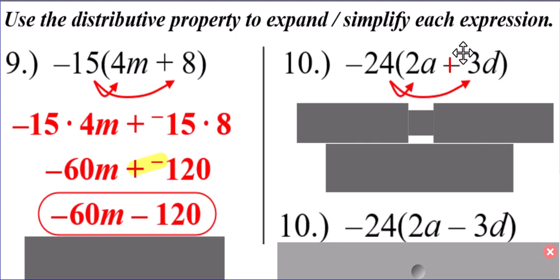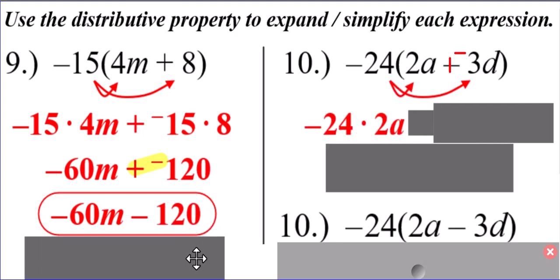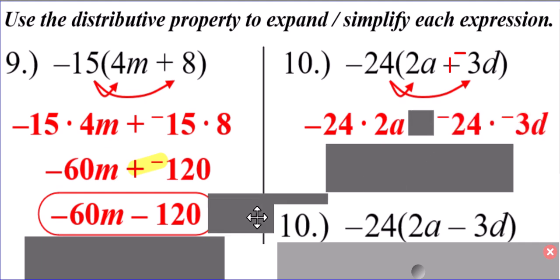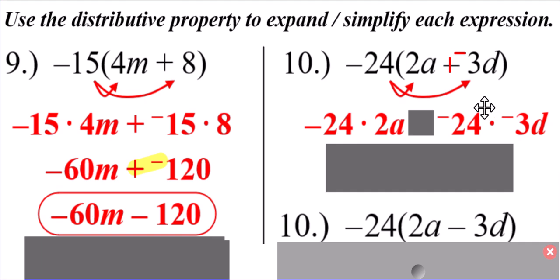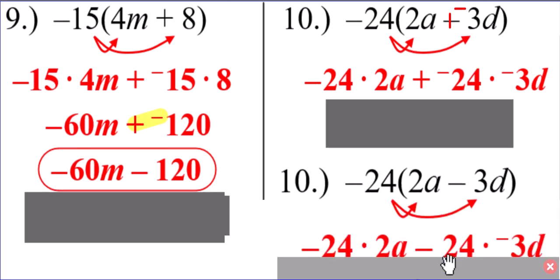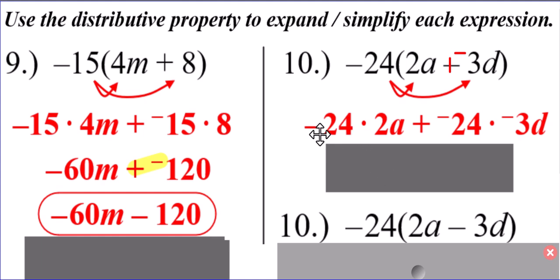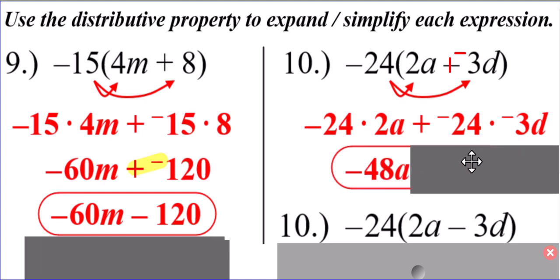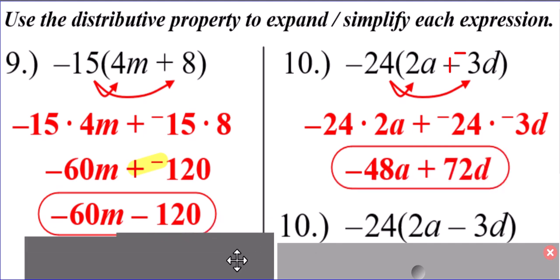But for those of you who did it first, here's what your work's going to look like. Negative 24 times 2a and negative 24 times negative 3d. Yes, that's a lot of negatives here. The plus would stay in between if you made this adding the opposite right away. If you didn't, then there would be a minus in between. We'll get to that soon. Negative 24 times 2a is negative 48a. Negative 24 times negative 3d is positive 72d.